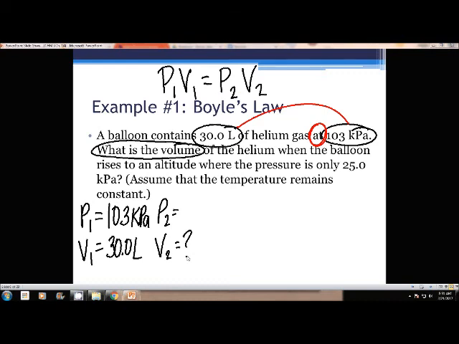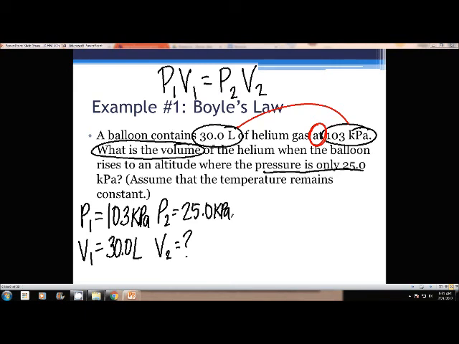Okay? When the balloon rises to an altitude where the pressure is only 25 kPa. I have 2 things here. It's in the same sentence as the volume that we're trying to solve for, and we only have 1 pressure left to fill in. So that's where our 25 kPa goes. Okay?